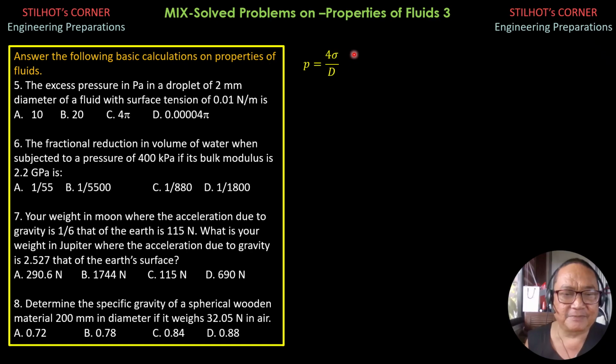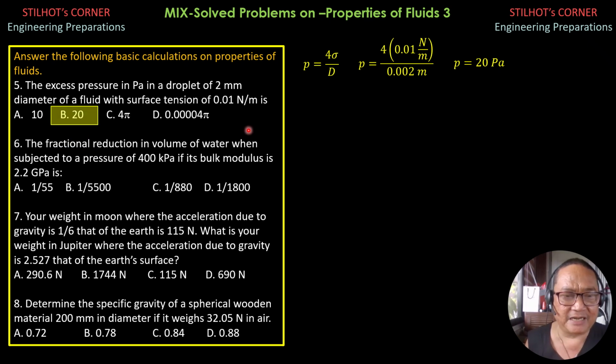So substitute 4 times 0.01 Newton per meter divided by diameter, which is 0.002 meter, to be consistent. Then the unit would be Newton per meter square, and that is in pascals, and the value is 20 pascals. So the answer is B.